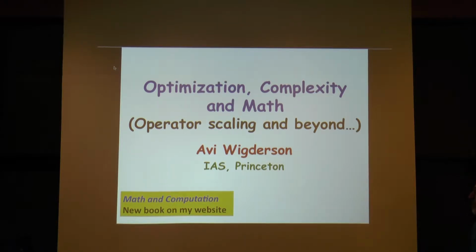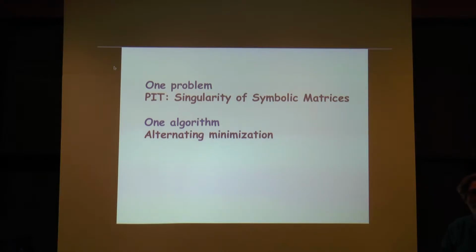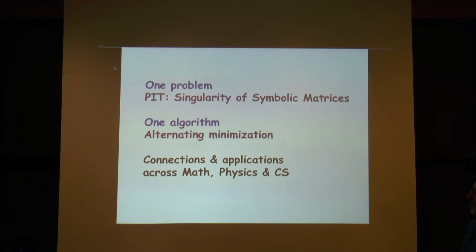The focus will be just one computational problem and one algorithm. The computational problem is what we call PIT, Polynomial Identity Testing, which I'll call today singularity of symbolic matrices. I'll define it. The one algorithm I want to talk about is alternate minimization. It's a well-known heuristic in optimization, machine learning, and so on. We'll try to apply it to this problem and analyze it. And from this study, without any intention, it turned out to be connected to lots of areas of math and physics.